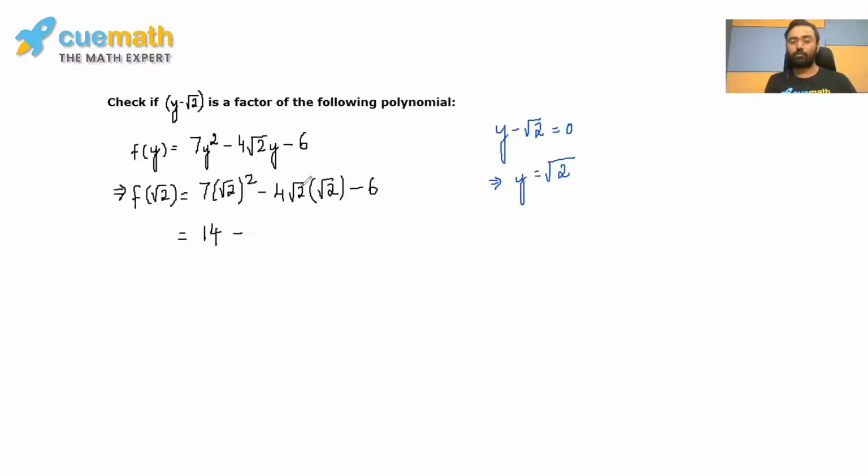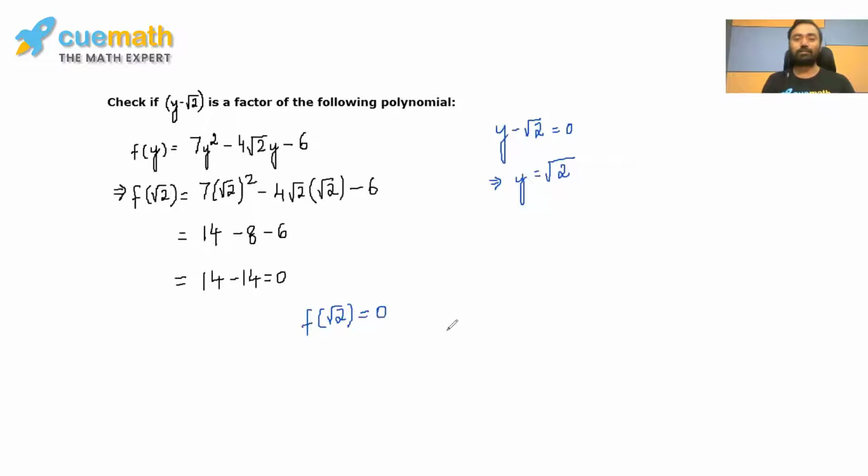Square root of 2 times square root of 2 is again 2. 2 times 4 is 8 and negative 6. So negative 8 and negative 6 becomes negative 14. So 14 minus 14 equals 0. At the end, we get the result that f of square root of 2 is equal to 0.